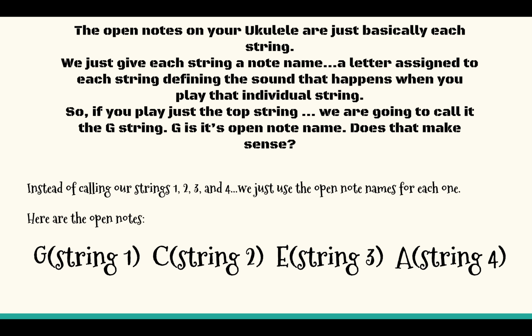Does that make sense? So instead of calling our strings 1, 2, 3, and 4 from top to bottom, we just use the open note names for each one. So here's the open notes. G string is number 1, so just play the G string. Okay, you don't have to press anything, you just play it with your right hand. Okay, the C string is string number 2, you just pluck that or strum that, just that one string, and so on and so forth. Okay, so if you have any questions about open strings, make sure you ask me, but I think that's pretty clear.